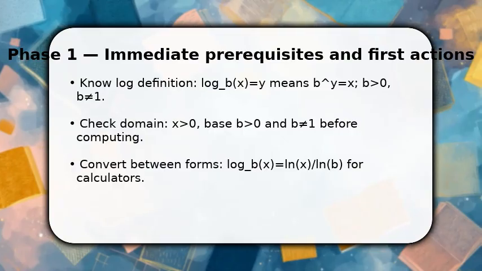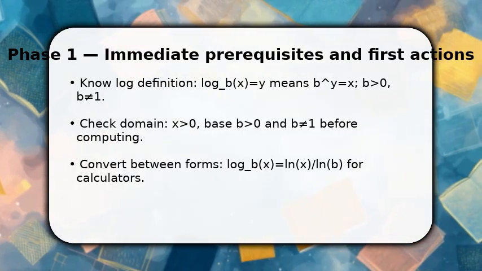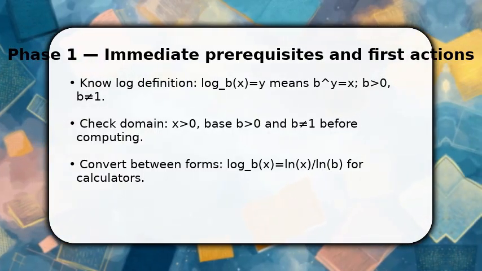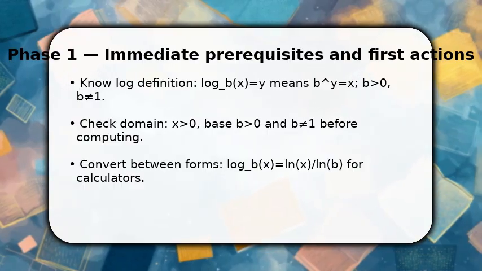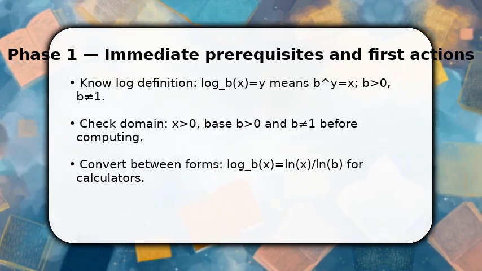You start by confirming prerequisites and taking the first actionable steps. Check that x > 0 and base b is positive and not 1. Next, rewrite expressions using the definition: log_b x = y means b^y = x, so you can see the relationship. This helps you isolate unknowns.